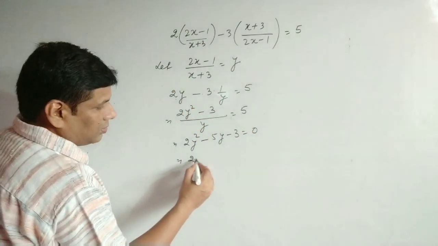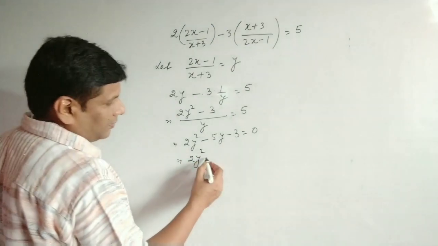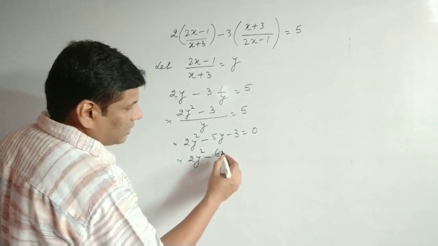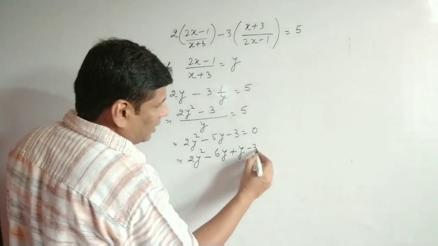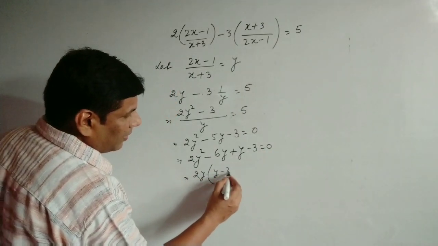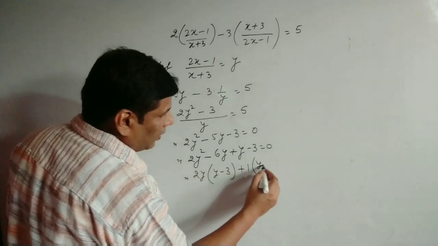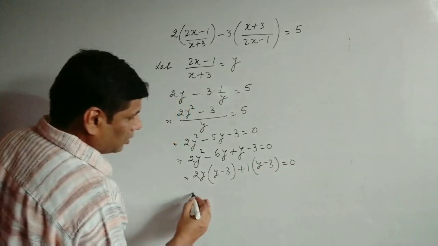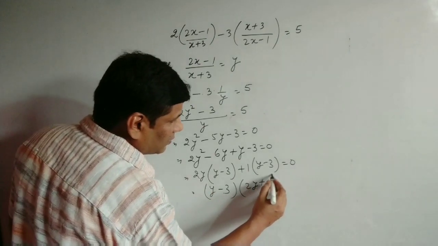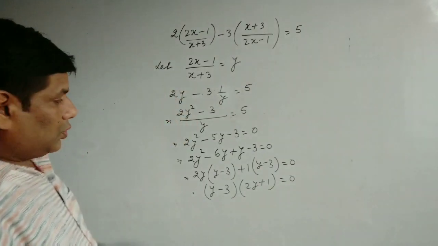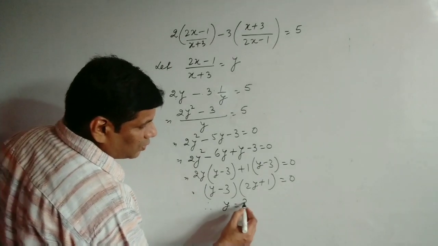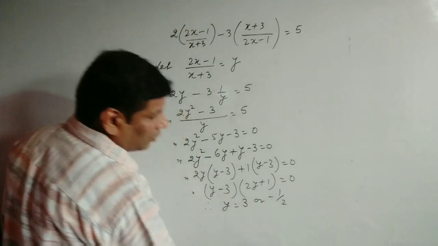Now just splitting the middle term, what do we get? 3 times 2 is 6, and we have to find 5. So we will write 2y square minus 6y plus y minus 3 equals 0. And this can be written as 2y (y minus 3) plus 1 (y minus 3) equals 0. So finally we can write (y minus 3)(2y plus 1) equals 0. So what do we get as y? We have y equals 3 or minus 1 by 2.